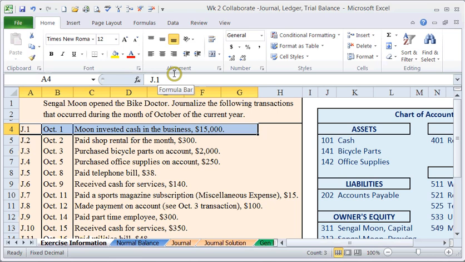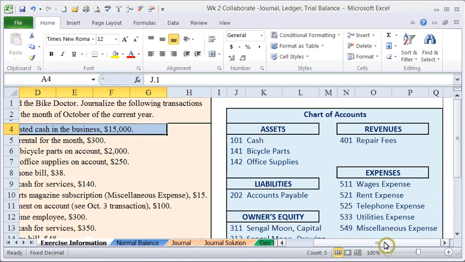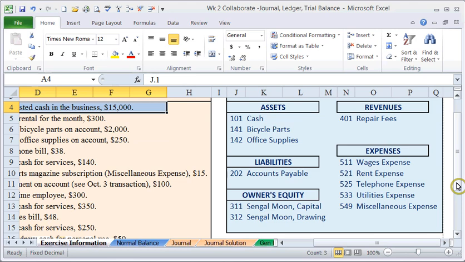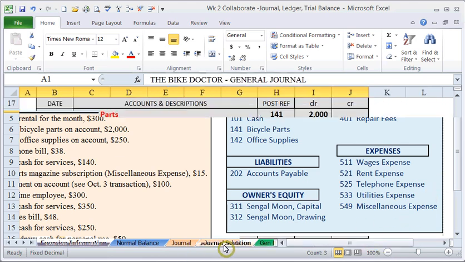We'll be recording the transactions for the bike doctor, Sengal Moon's new business. His transactions for the month of October are listed here, as is the chart of accounts for his business. When you complete your assignment this week, please be sure to reference the appropriate chart of accounts for that exercise. We won't record all of these transactions in this video. However, all of them are completed for you in the Journal Solution tab.